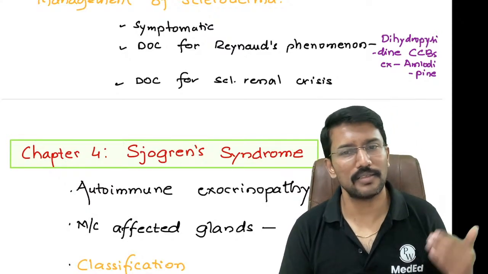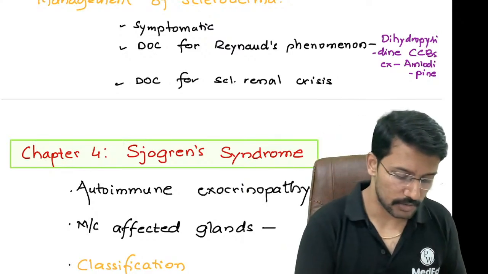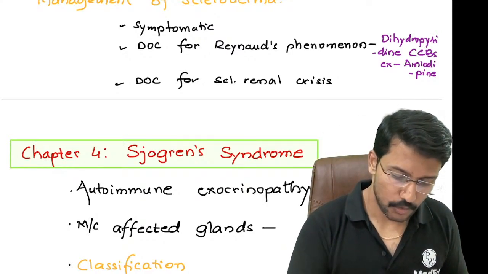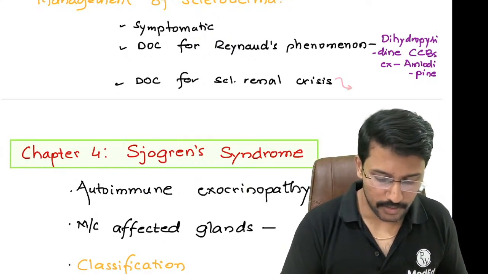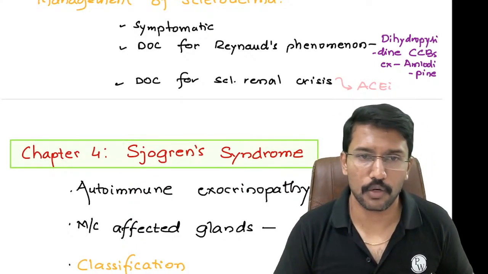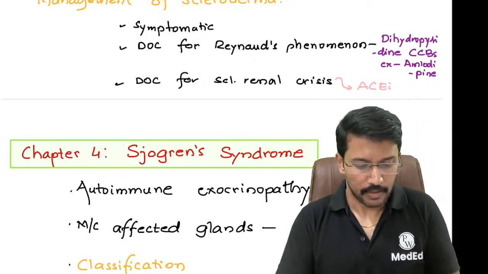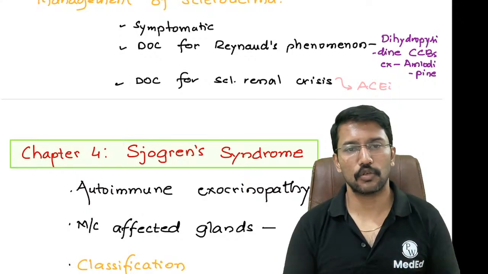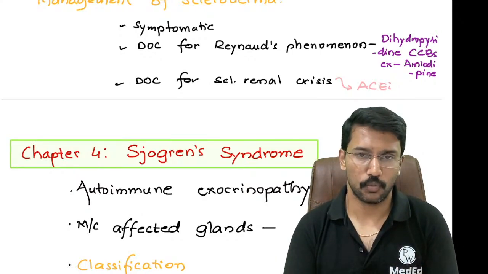They are good vasodilators, and that is used as a drug of choice for Raynaud's phenomenon. Scleroderma renal crisis, we have already spoken about. That is going to be ACE inhibitors. They are the drug of choice for the scleroderma renal crisis. Okay. So that brings us to the next topic, which is Sjögren syndrome.